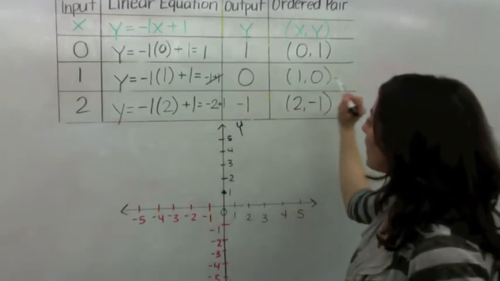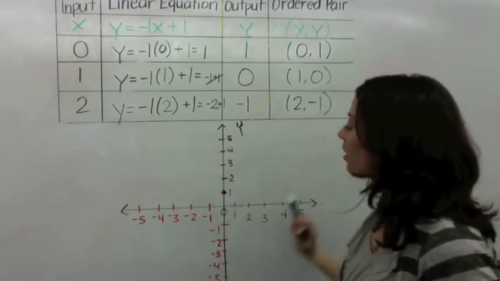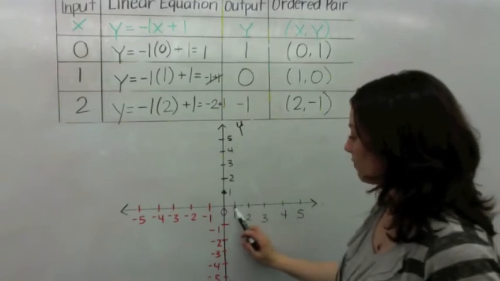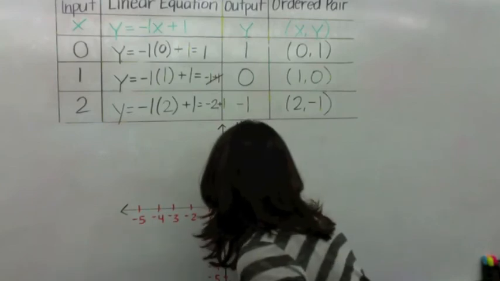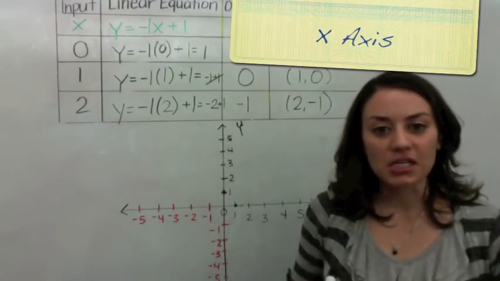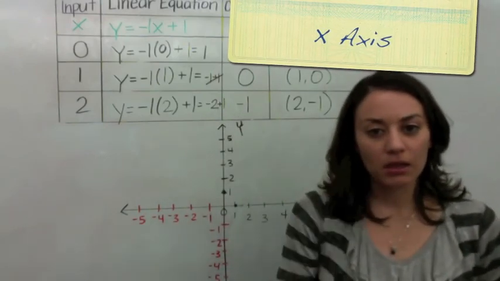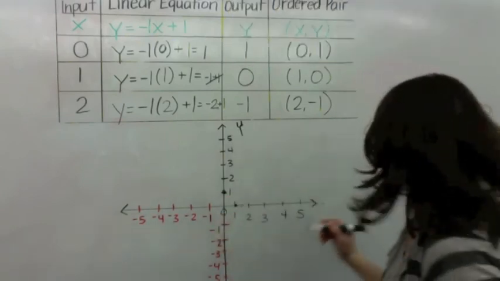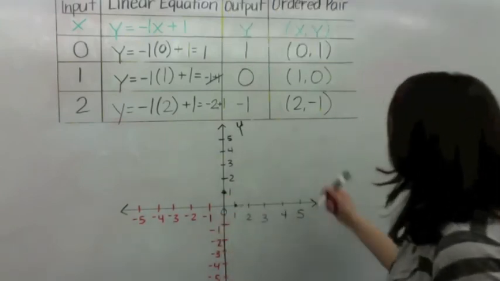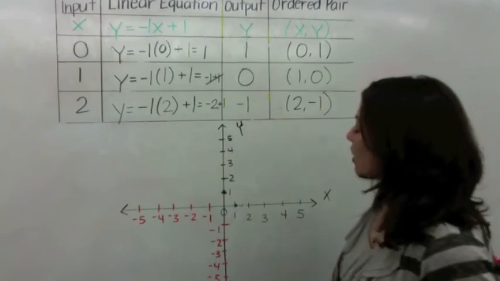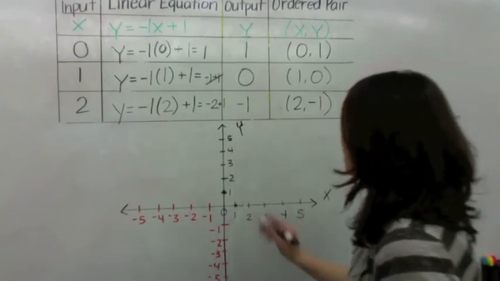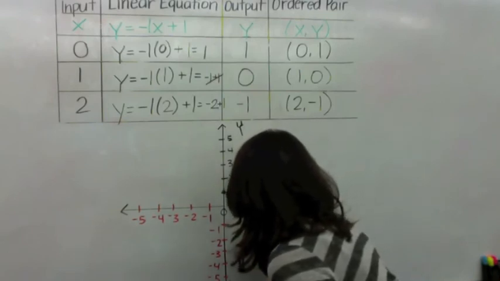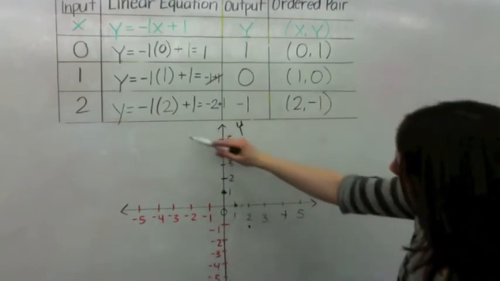Now what if we're at 1, 0? That means that we start at 1, but we don't go up, right? So now we're on what axis? Which axis? X or Y? We're on the x-axis. Very good. Okay. Last one is 2, -1. You have a 2 with a negative. What quadrant is this? 4. You have 2, -1. So you have these 3 dots, right?